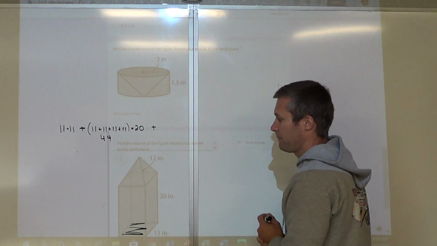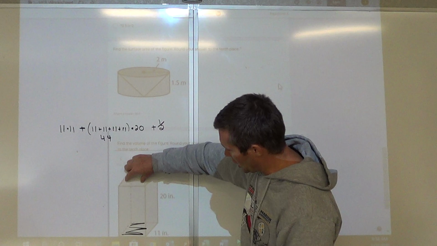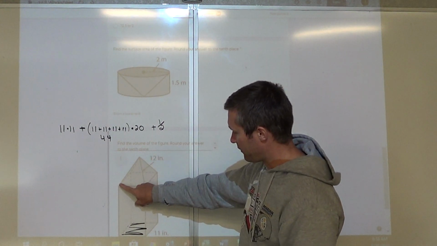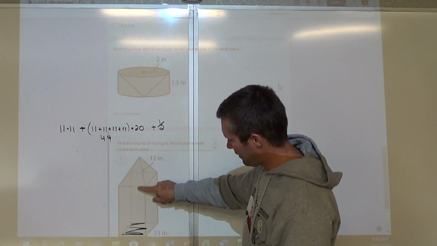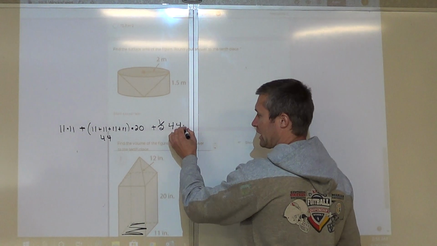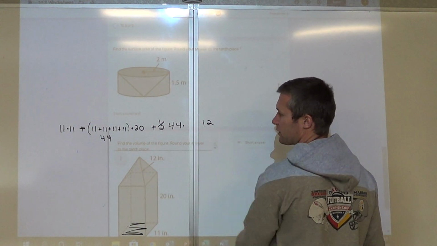plus, okay, and then we go 1/2. And again, we want this pyramid on top. We want the lateral area of that. So it'd be, again, 11 plus 11 plus 11 plus 11, so that's 44, times my slant height of 12. And so we go times 12.